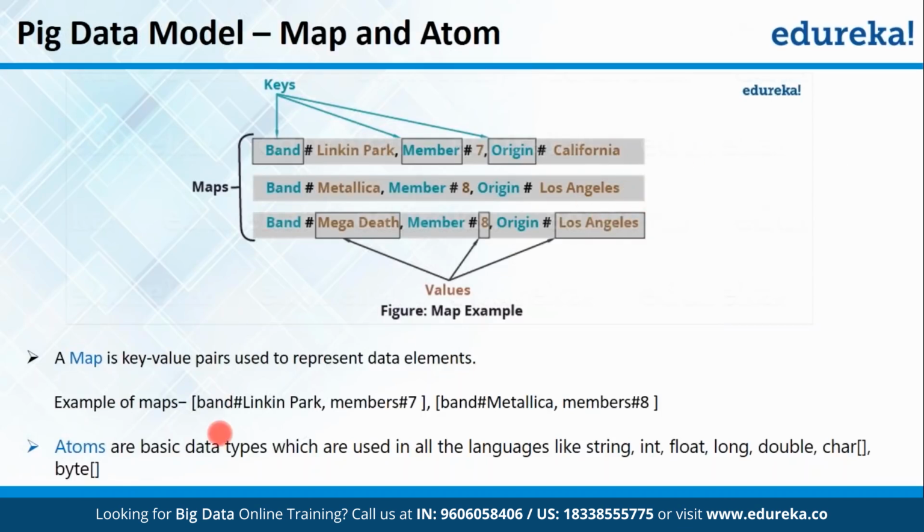So to represent a map, you need to use the square brackets right here. This opening square bracket represents the opening of the map, and right here is the closing of the map. The next is atom.